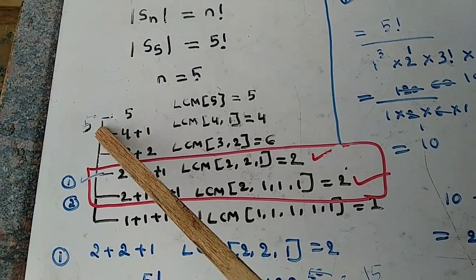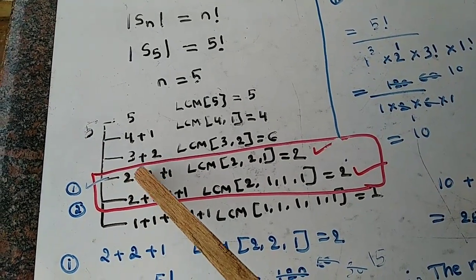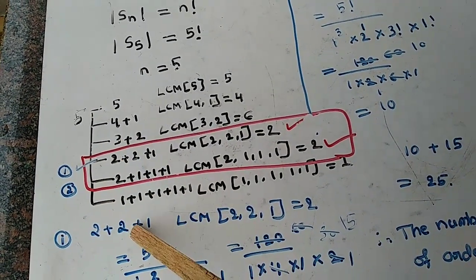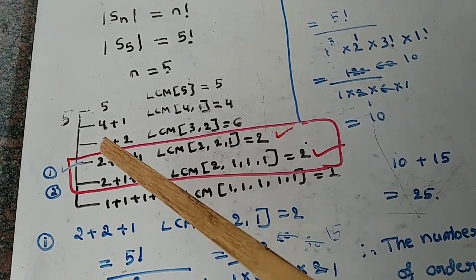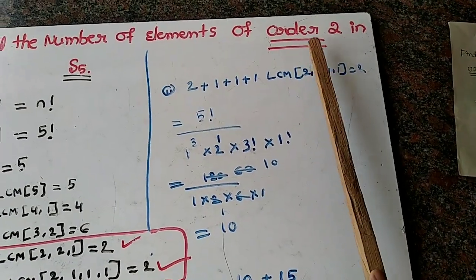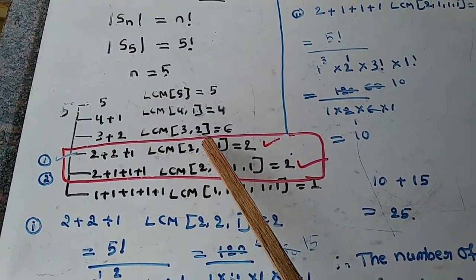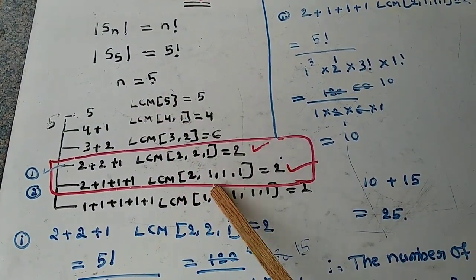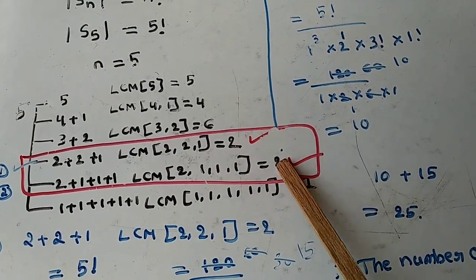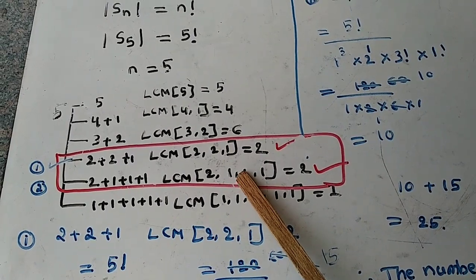So 5 can be written as 5, 5 can be written as 4 plus 1, 5 can be written as 3 plus 2, 5 can be written as 2 plus 2 plus 1, 5 can be written as 2 plus 1 plus 1 plus 1. And 5 can be written as 1 plus 1 plus 1 plus 1 plus 1. Okay. So after that, go to the question. In the question they are asking the order 2. So take all these LCMs and look where you get 2 as your answer. Here and here only 2 is visible to me.